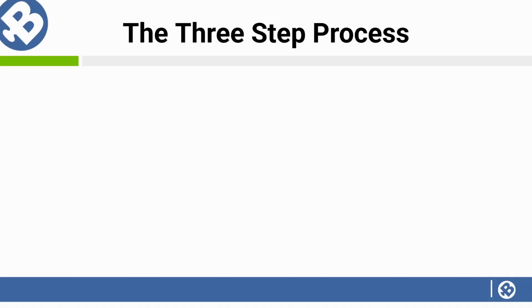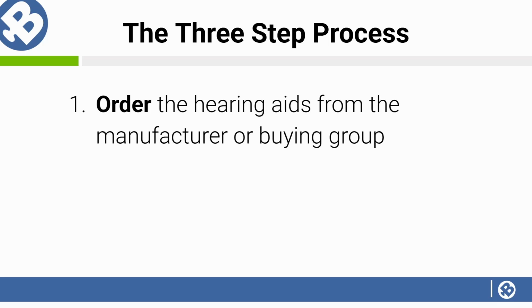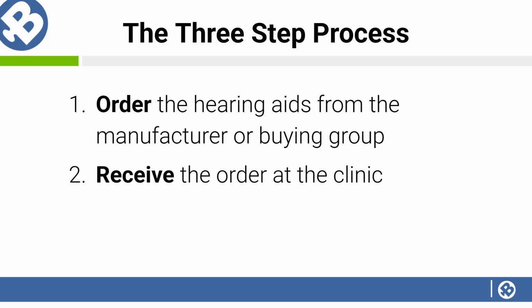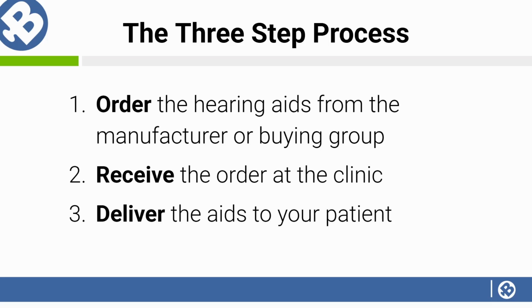The process of tracking new patient hearing aid orders in Blueprint is built to mirror the 3 steps commonly taken by clinics: ordering hearing aids from the manufacturer or buying group, receiving the order at the clinic, then delivering the aids to your patient when they come to your clinic for the fitting. In this video, we will be walking through the whole process.